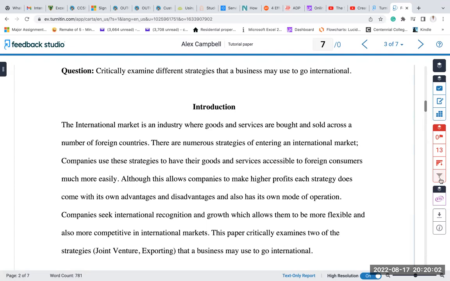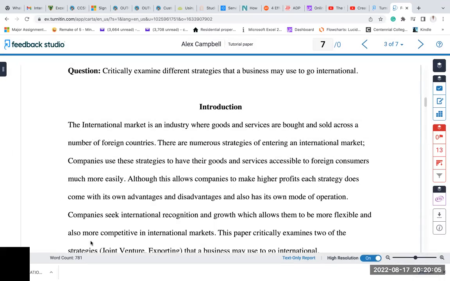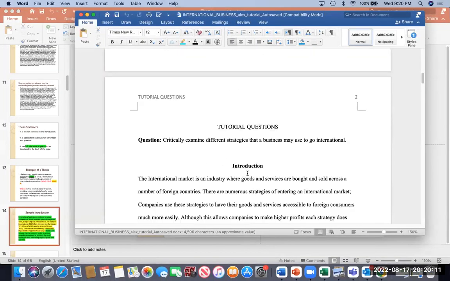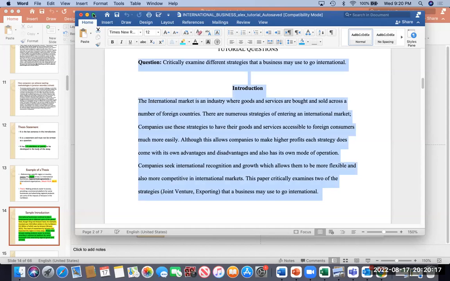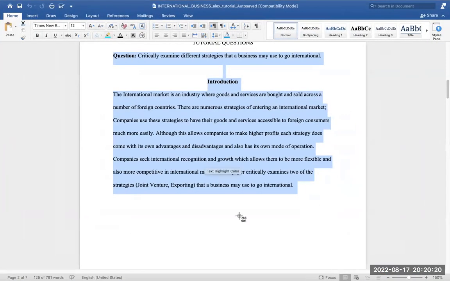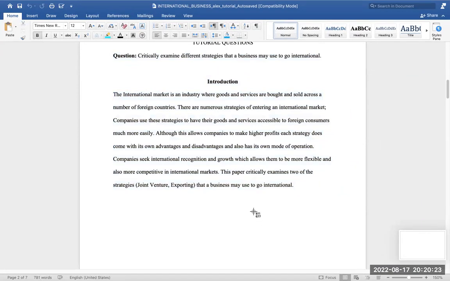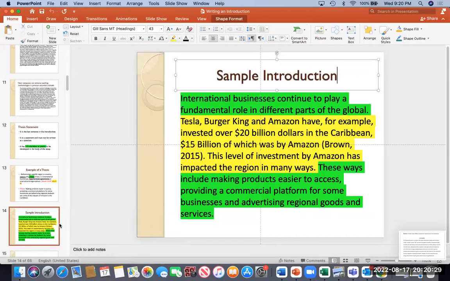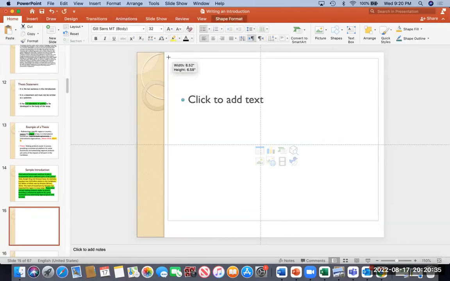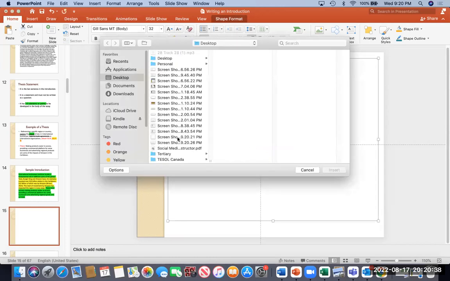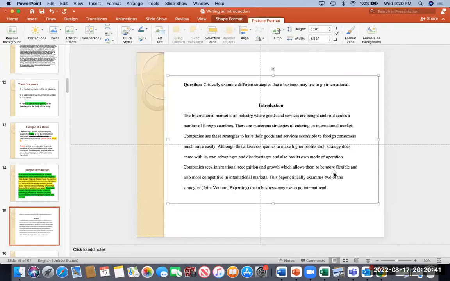So let me download the paper. I'm going to insert it in the lecture as an example. I can do it as a screenshot, so it's easier for you. Let me do it as a screenshot. So you see the tutorial question, and put it on another slide, which becomes a sample. So that's the introduction. Let's insert it here. This is another example of an introduction, right?